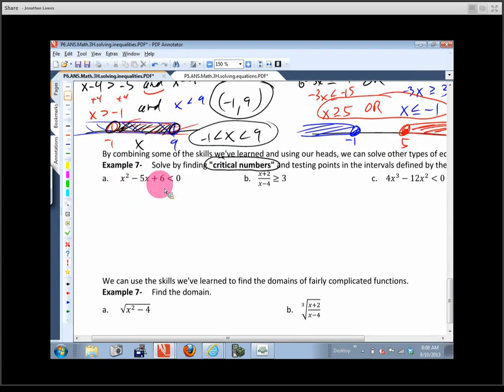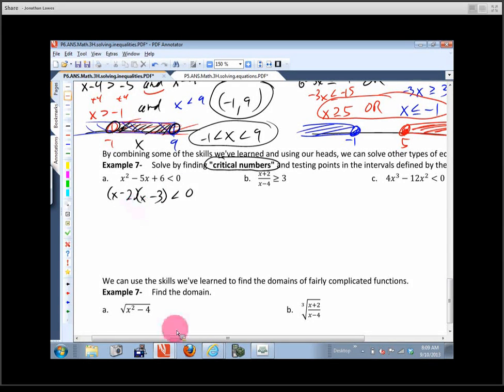Okay, so here's how we find critical numbers. If we were solving this and it were an equation, so pretend like there's an equal sign there, what would we do? X squared minus 5x plus 6 equals 0. How would we solve that? Logan? Very good. We're going to factor this. Okay, so if we factor this, the numbers multiply to be +6 and combine to be -5. So what would do that? -2 and -3.